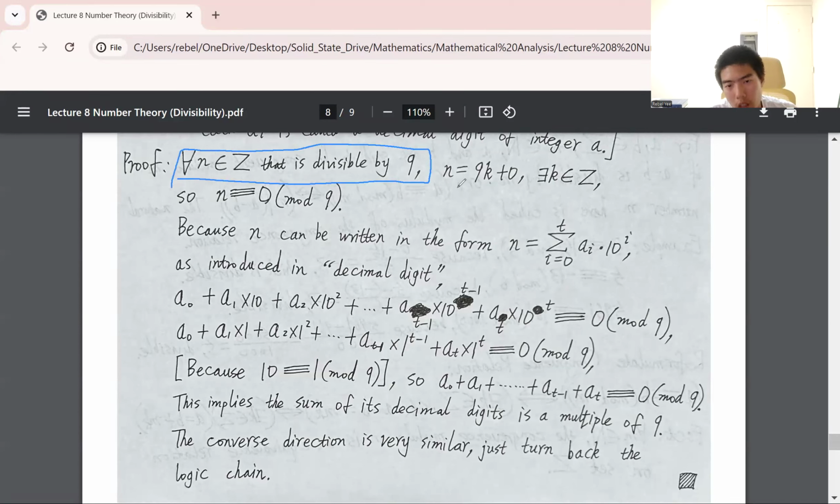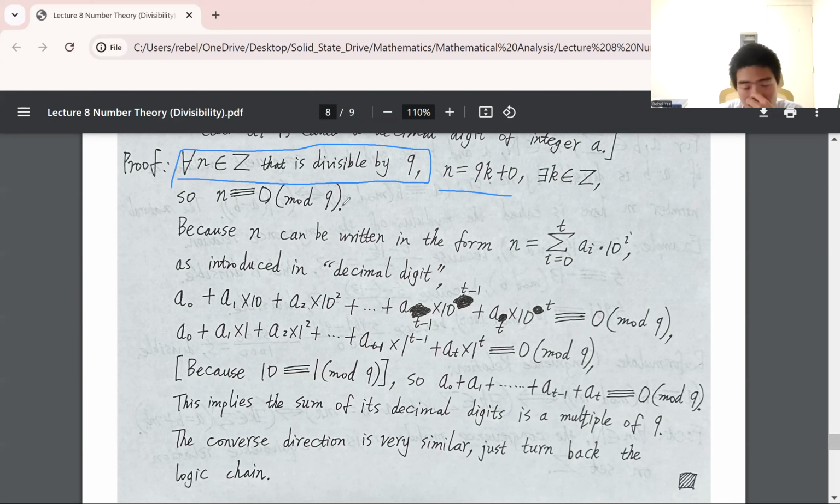Then n is equal to 9 times some integer k plus 0. So this is the definition of divisibility. And we can see here, because n is equal to 9 times k plus 0, by the definition of congruence class, n and 0 are congruent modulo 9.